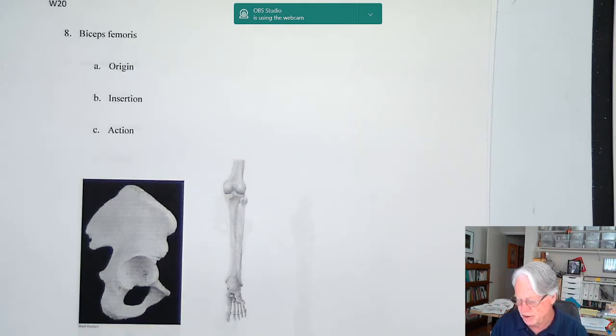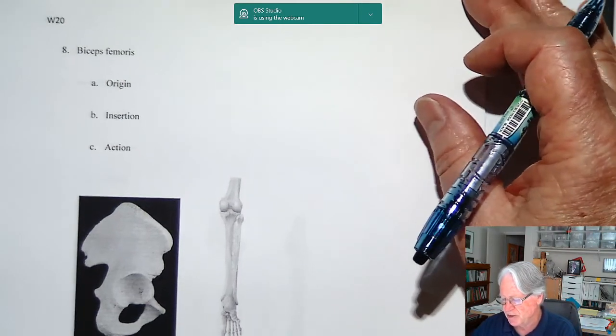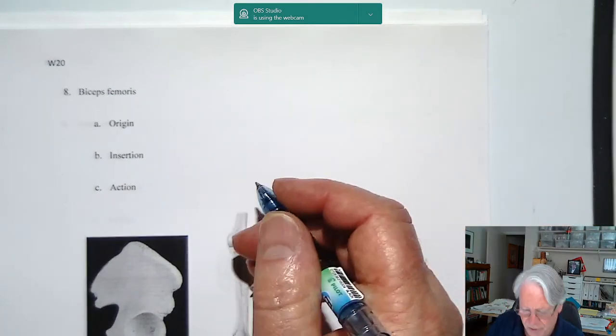Let's move on and do muscles on the posterior aspect of the thigh. So we're going to do biceps femoris first, and then we're going to do semitendinosus and semimembranosus. These 3 muscles together are very much similar to the 4 muscles that we saw on the anterior portion of the thigh. And let's begin with the biceps femoris and the origin.